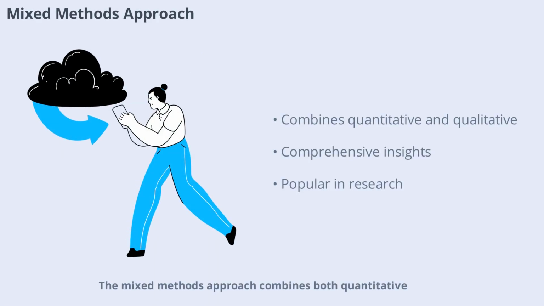Mixed methods approach combines both quantitative and qualitative research techniques in a single study. This approach allows researchers to benefit from the strengths of both methods and gain a more complete understanding of behavior. For example, a study might use surveys to collect numerical data and interviews to explore participants' experiences in depth. Mixed methods research is increasingly popular in behavioral studies.